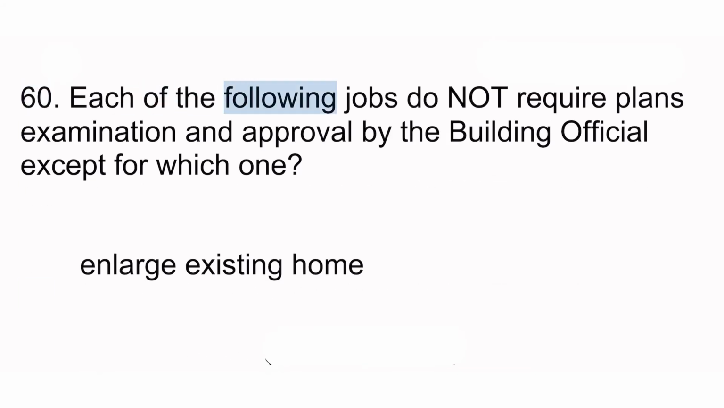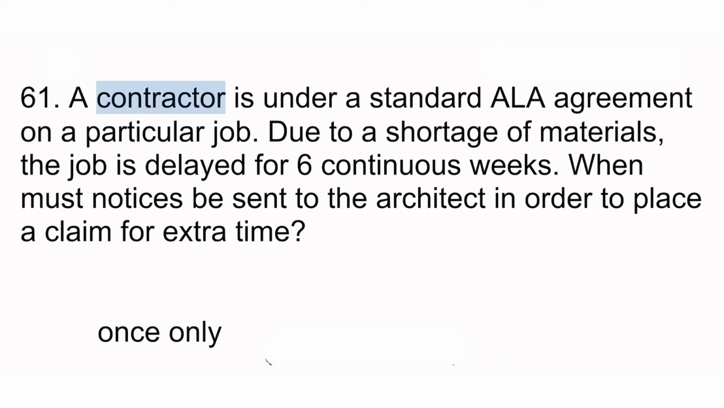60. Each of the following jobs do not require plans examination and approval by the building official except for which one? Enlarge existing home. 61. A contractor is under a standard AIA agreement on a particular job. Due to a shortage of materials, the job is delayed for 6 continuous weeks. When must notices be sent to the architect in order to place a claim for extra time? Once only.